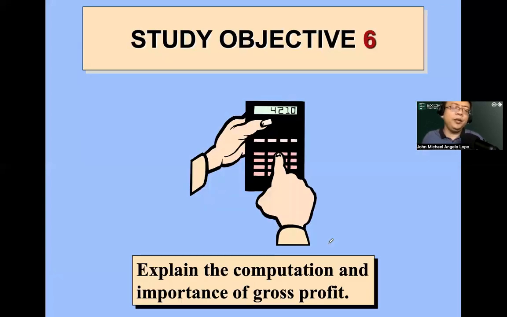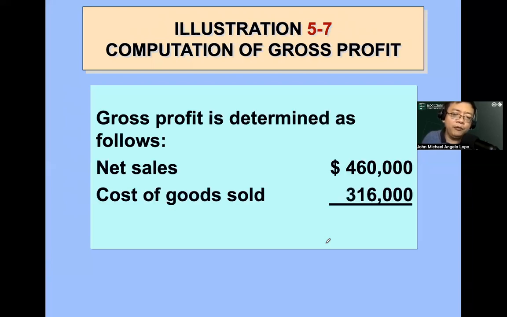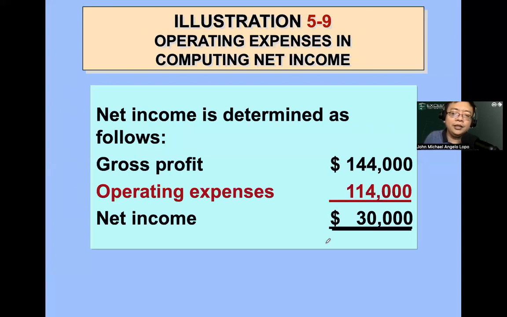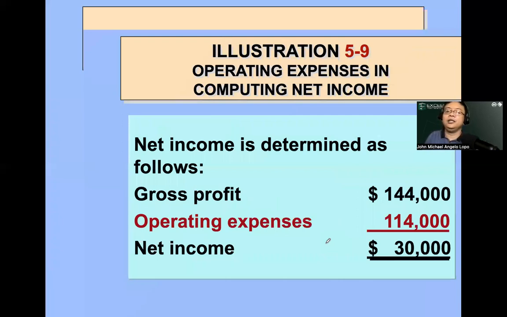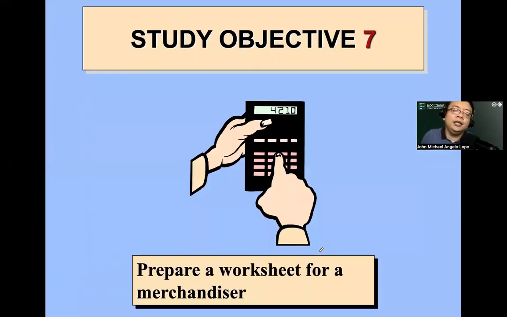Explain the computations naman or the importance of the gross profit. So gross profit is determined as follows. So 460 minus 316, you have your gross profit of 144. Alright? So this one, gross profit minus expenses, you have 30,000 net income. Okay? Napakadali. Sales minus cost of sales is equals to gross profit. Okay. Yun na.